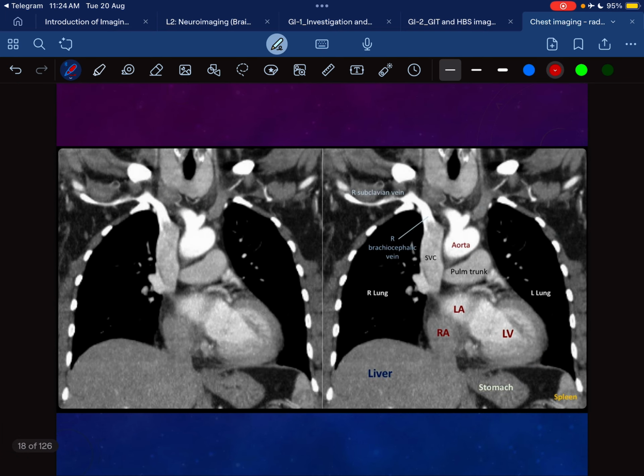And this is a coronal view where we see the SVC. What's this? Right atrium. That's a right atrium. Left atrium, left ventricle. We don't see the left ventricle on this view. Part of the stomach, part of the spleen.